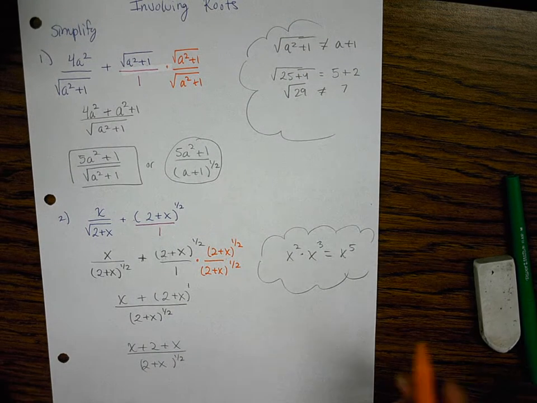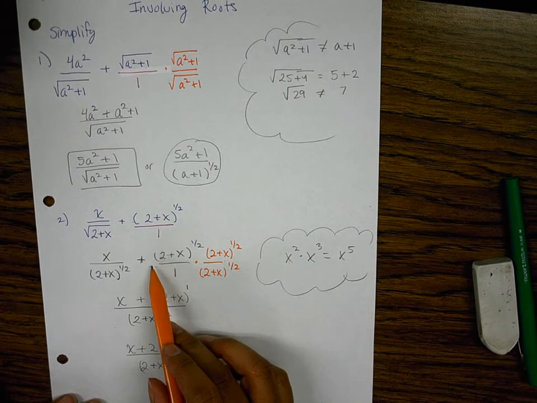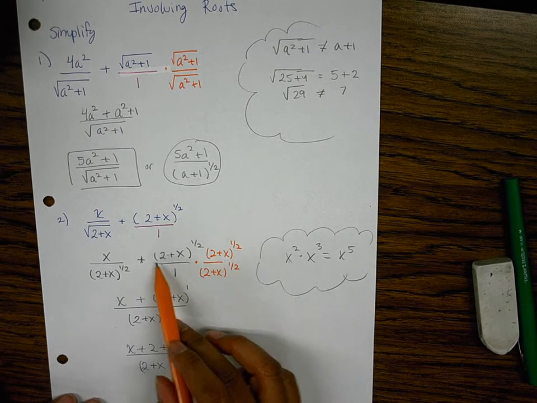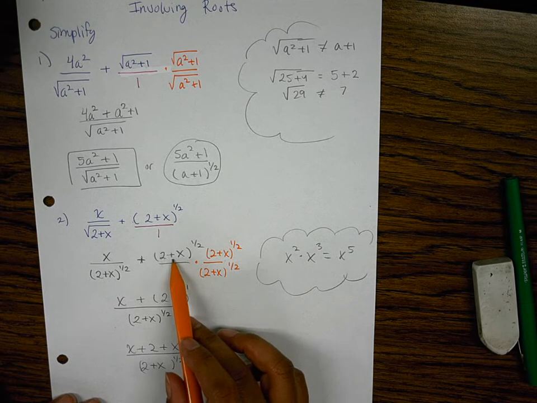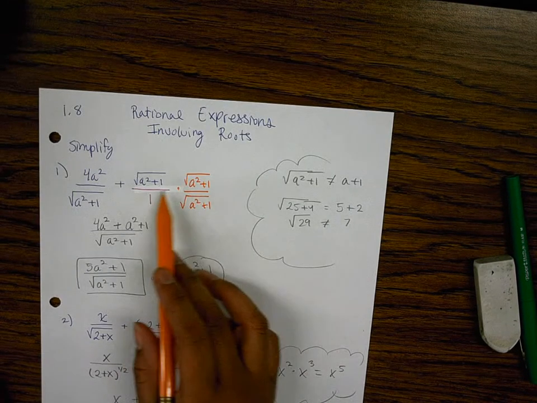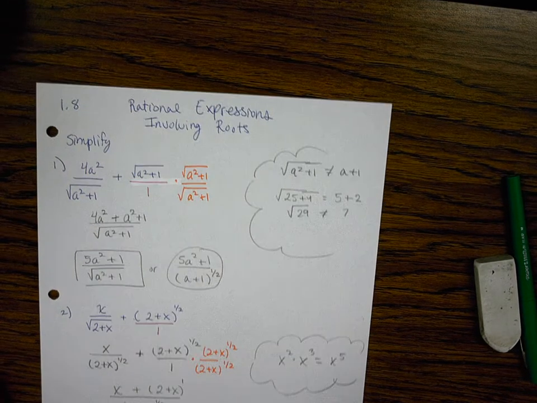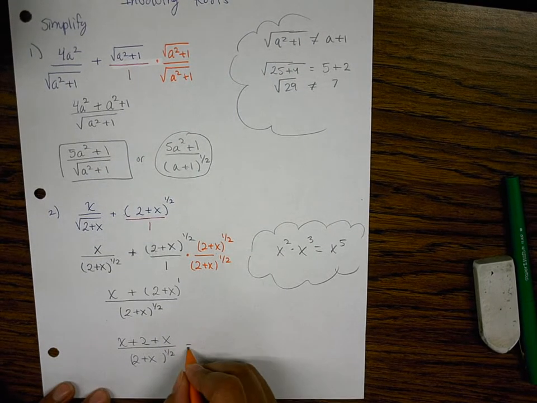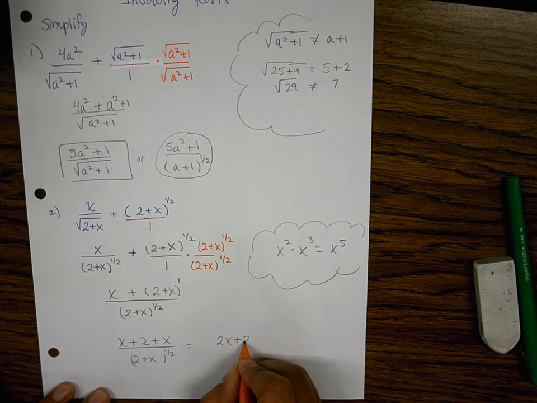All right, x plus 2 plus x over 2 plus x raised to the 1/2. And really quick side note, if you had left these in radical form, the radical times the radical would have undone each other like it did up here. So either way, it works out the same.